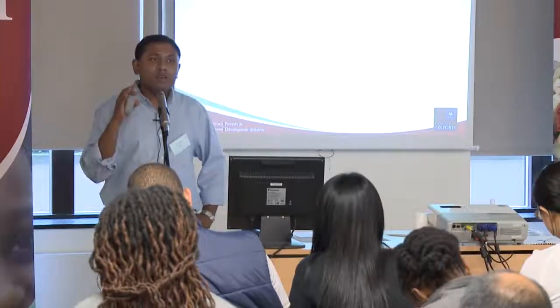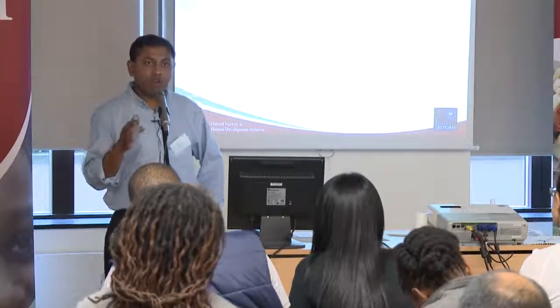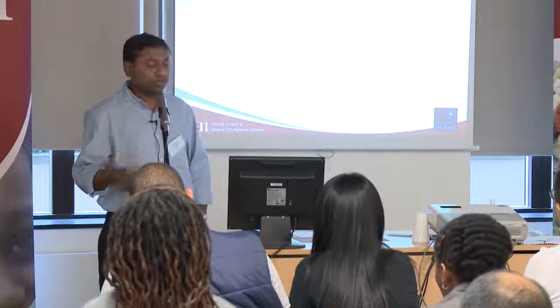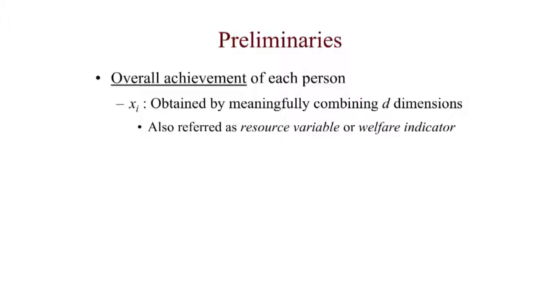Now, in the income approach or consumption expenditure approach, what we do is compute an overall achievement somehow from the achievement matrix. For person i, we denote it by xi. So xi is obtained by meaningfully combining d dimensions or variables, d different income sources, d different commodities. We meaningfully combine them to obtain an overall achievement of the person, which we refer to as xi. It is also referred to at different places as the resource variable, the welfare indicator of that particular person, and so on.